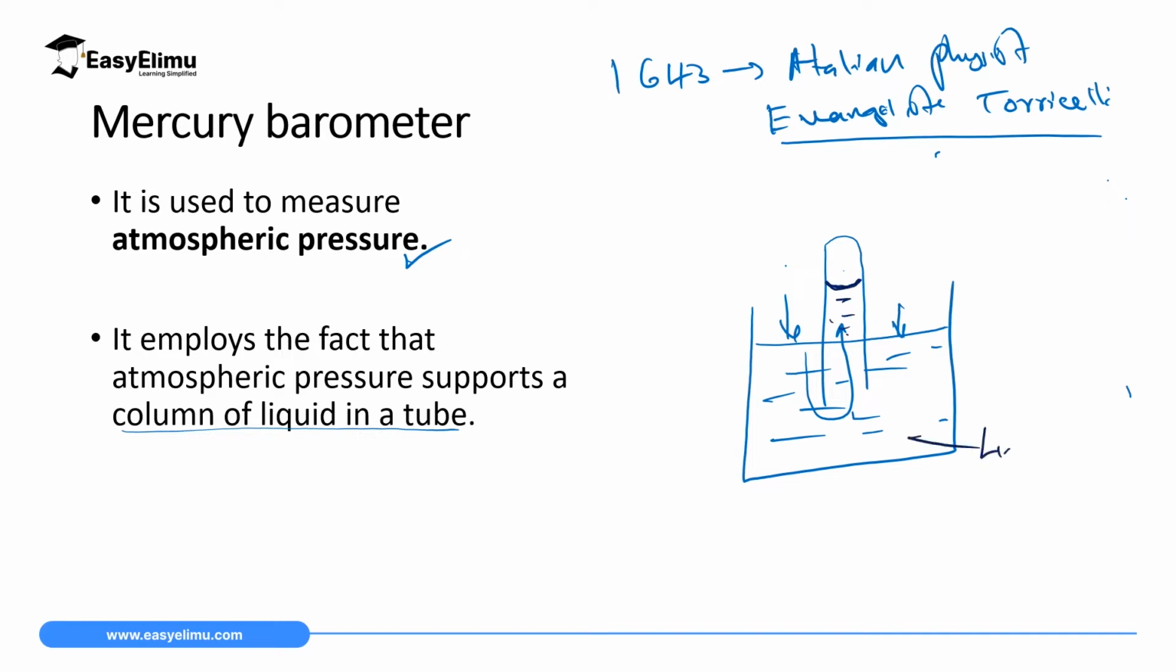So if you have a liquid here, then you have an almost empty tube. There will be a pressure difference, where inside there is low pressure, and outside there is high atmospheric pressure. The outside atmospheric pressure will push the liquid to rise to some height. So that is the idea that this instrument uses.